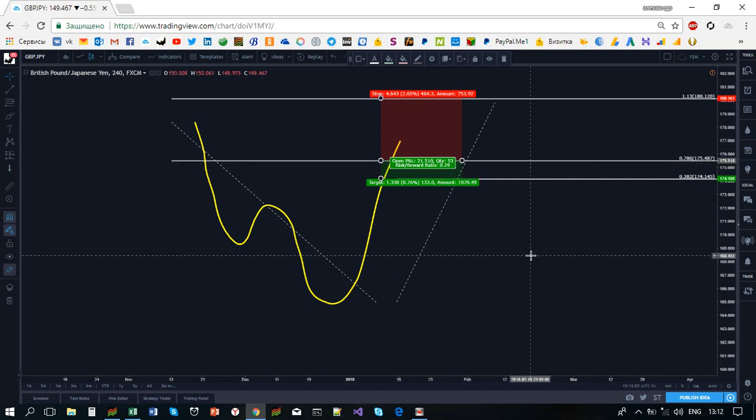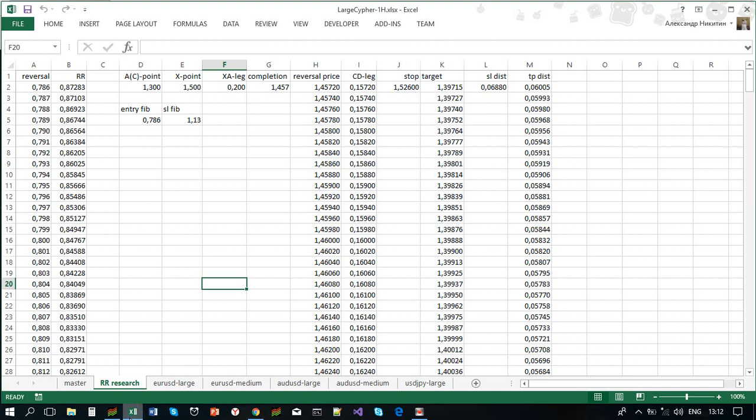Hope you understood that. The higher is the reversal point, the smaller is your risk to reward. And I found the correlation. So if I know where is my reversal point, I can calculate my risk to reward, and vice versa. If I know my risk to reward, I can calculate my reversal point.